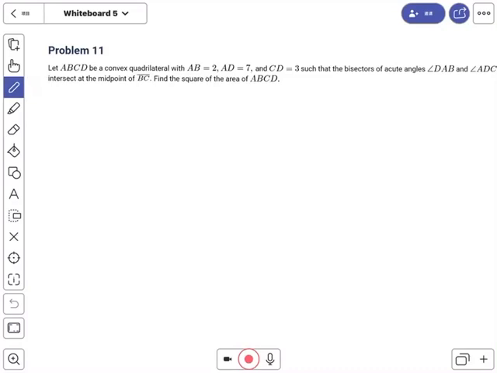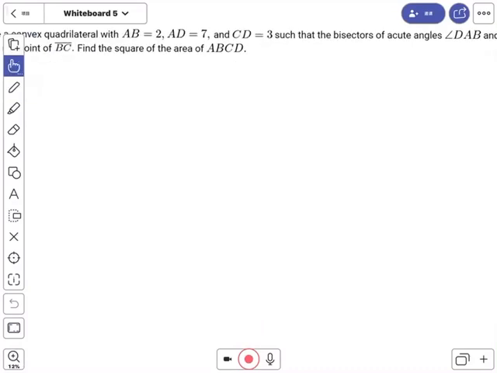So today we're going to be doing the 2022 AIME II problem 11. Let ABCD be a convex quadrilateral with AB equals 2, AD equals 7, and CD equals 3, such that the bisectors of acute angles DAB and ADC intersect at the midpoint of BC. Find the square of the area of ABCD.